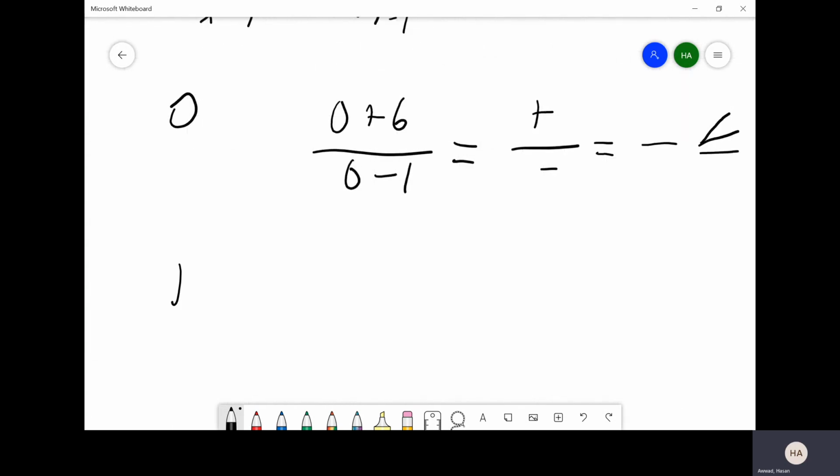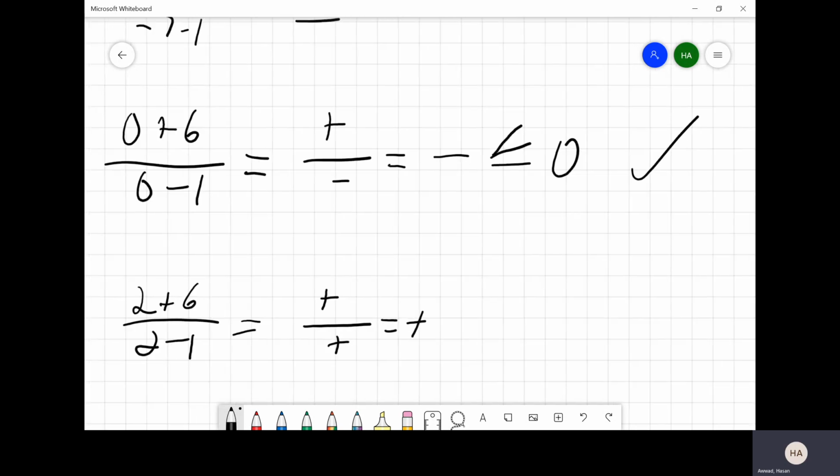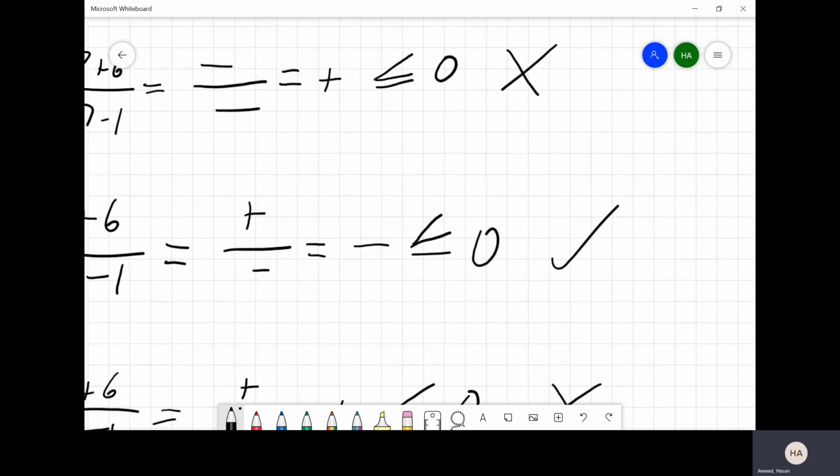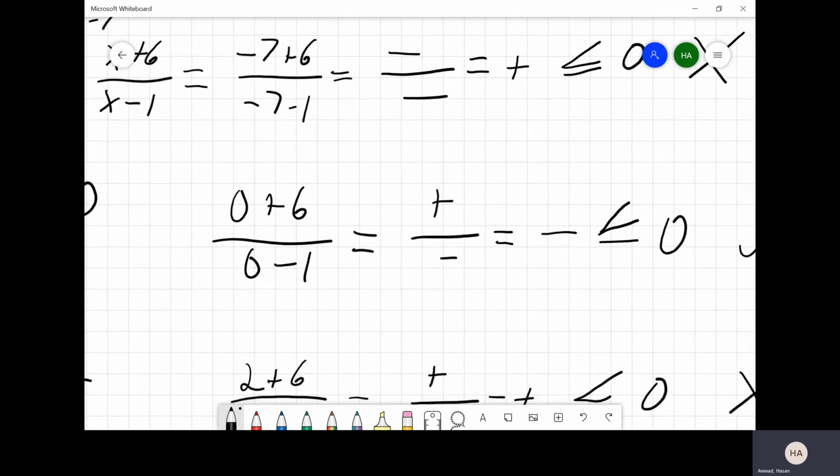We have to test 2. So testing 2, we get 2 plus 6 over 2 minus 1. And I think you guys can start seeing a rhythm here. 2 plus 6 is going to give us a positive number. 2 minus 1 is also a positive number, which is a positive number. And a positive is definitely not less than or equal to 0. So this one doesn't work, which means the only solution that works is our middle interval.